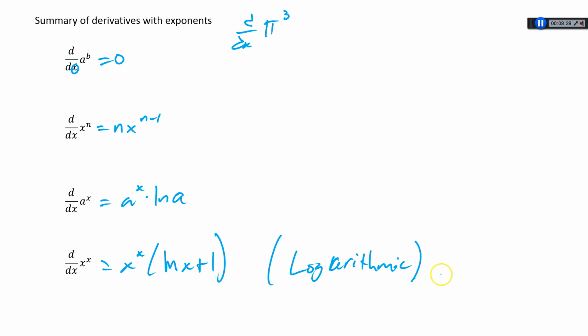Okay, so when do you use logarithmic differentiation? Only when you have an x in the base and also in the exponent. Okay? All right, so nothing too tough in there, hopefully.